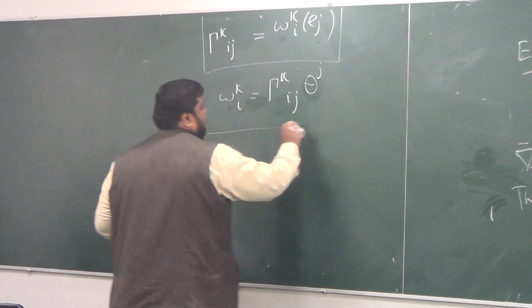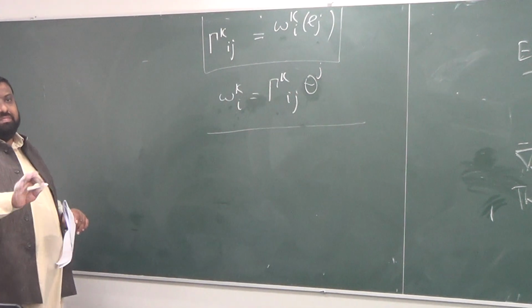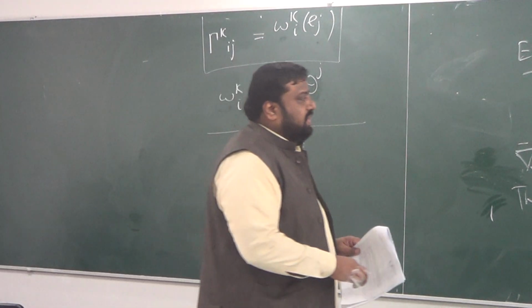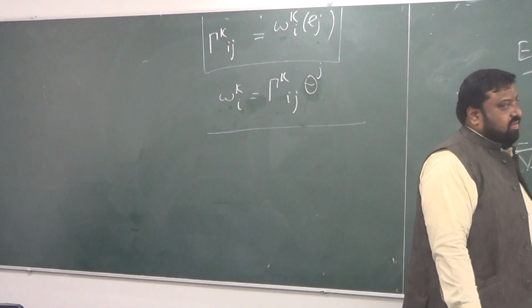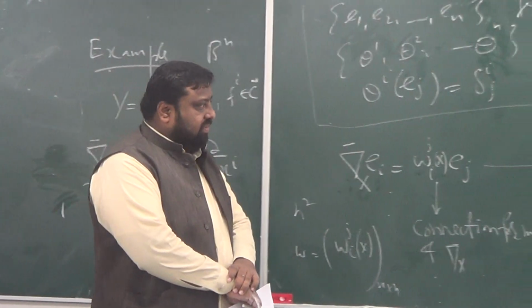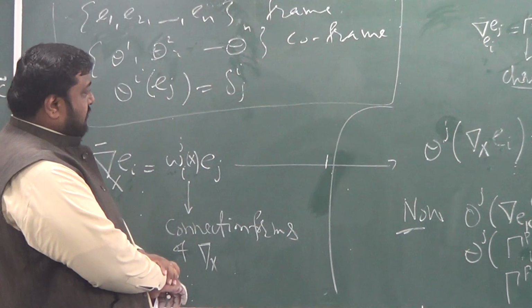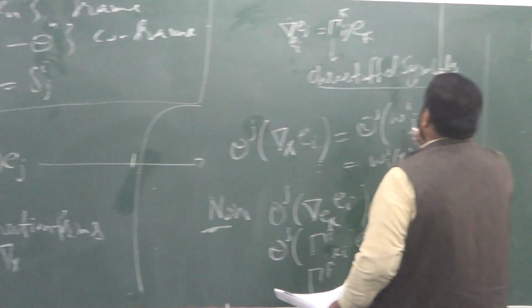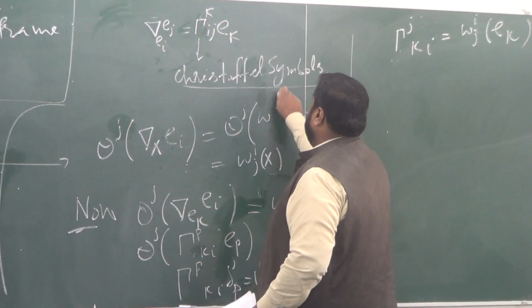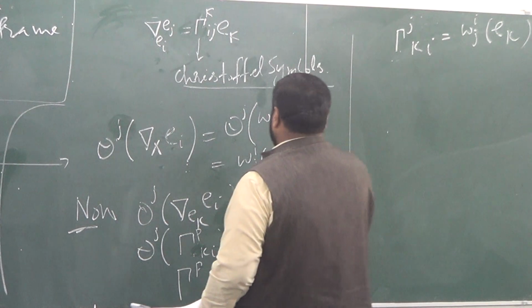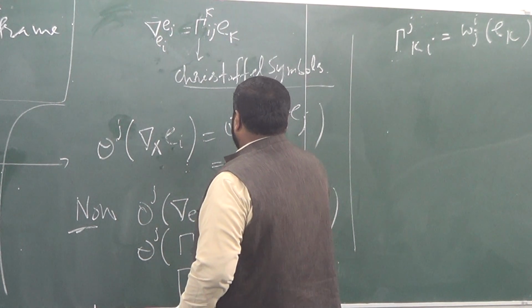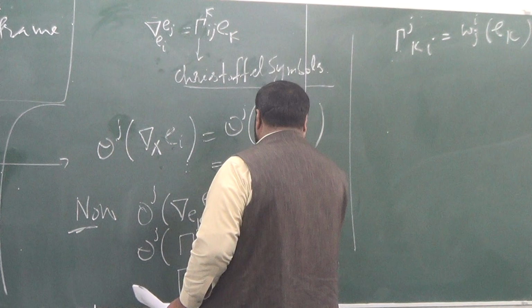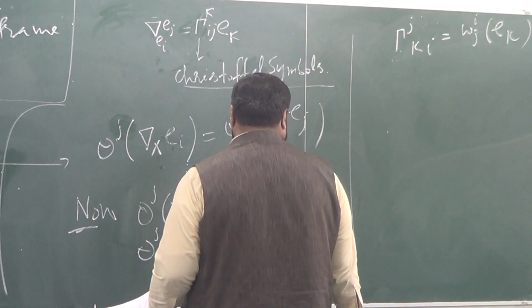I'll get into the examples. But that's just playing around with the operator actually. So first of all, omega ij is written on the right hand side of the equation. Now we can get our required result.